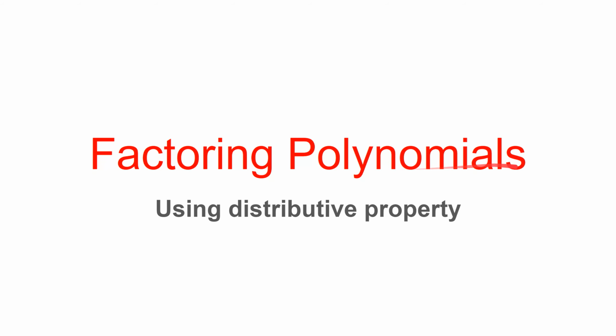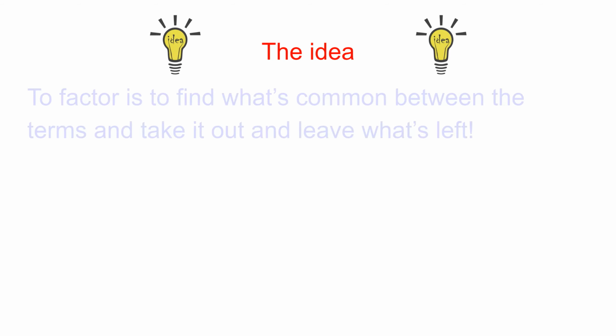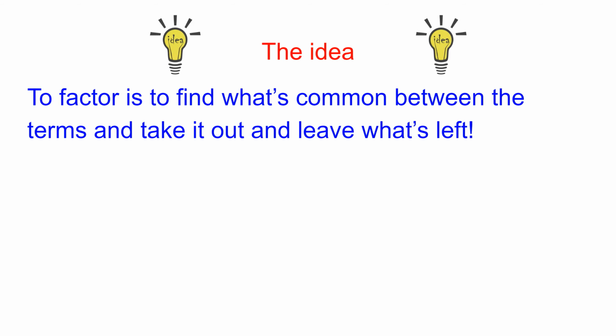Factoring polynomials using the distributive property. This is lesson 8.5. The idea about factoring, what it means to factor, is to find what's common between the terms. It could be numbers or polynomials like we learned, and take out the common factor and leave what's left.